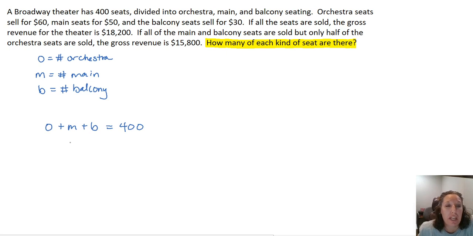Here you want to make sure that you are matching up units. So dollars plus dollars has to equal dollars, and seats plus seats has to equal seats. So make sure you pay attention to your units. If you can get your units matched up, these should be pretty easy.